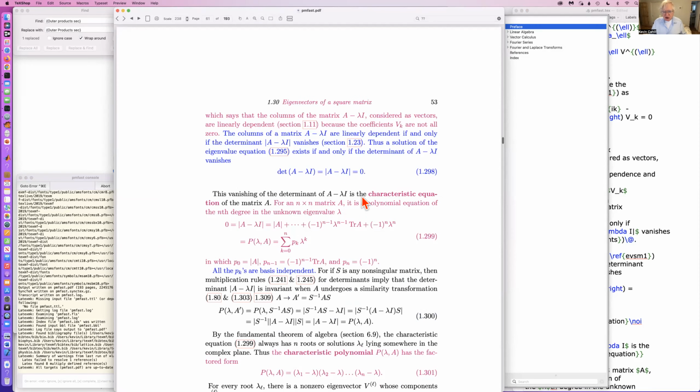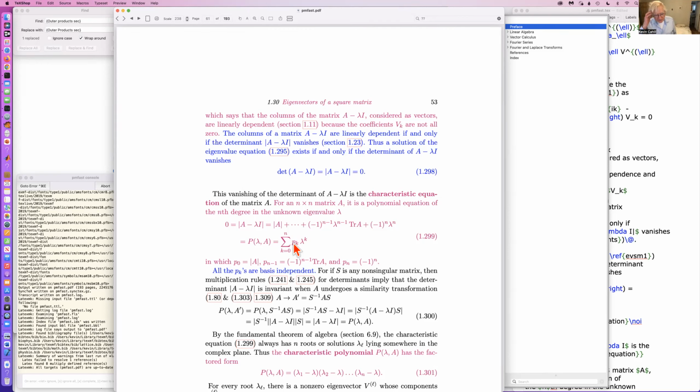The vanishing of that determinant is called the characteristic equation of the matrix. For an n by n matrix, it's a polynomial of the nth degree in the unknown eigenvalue lambda. The leading term is just the term on the diagonal here, in which you just keep the lambda terms, and so you get minus 1 to the n, lambda to the n. The term without any lambdas is just the determinant of A, and then there are all these intermediate terms involving the trace and so forth. These coefficients, pk, are all basis independent.